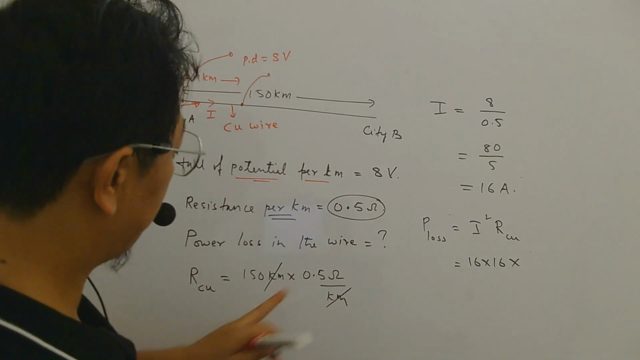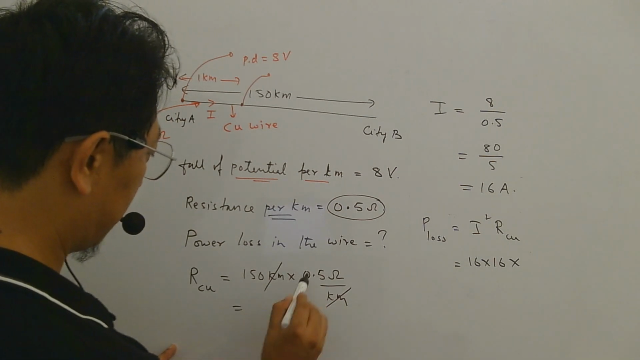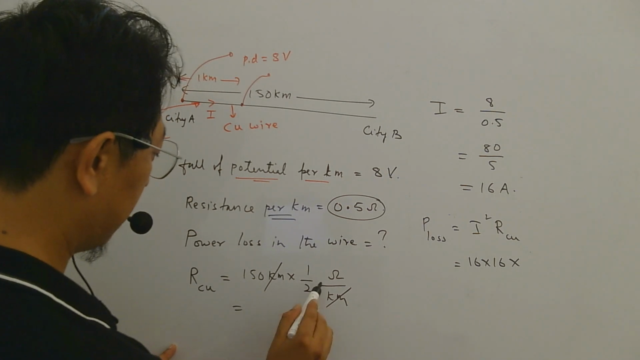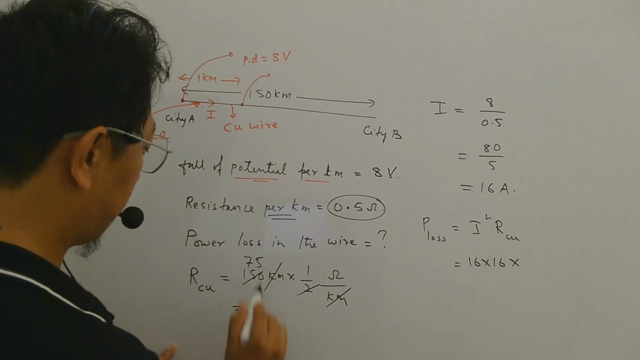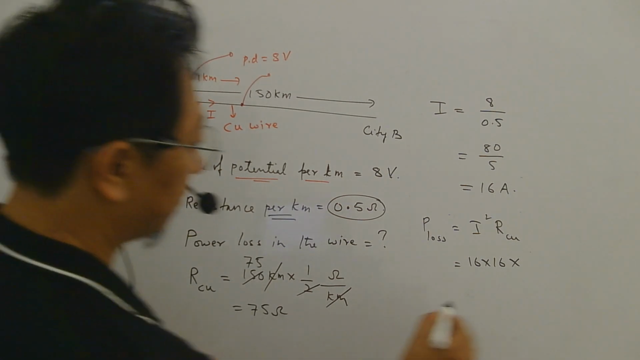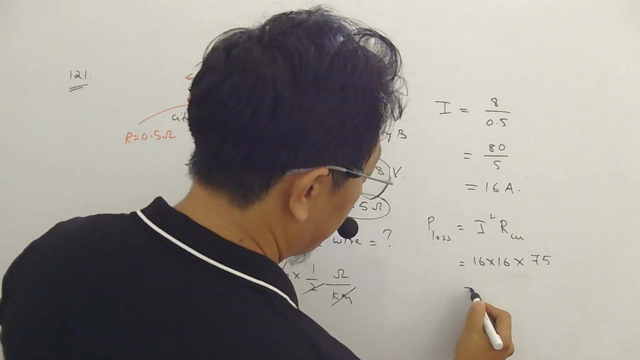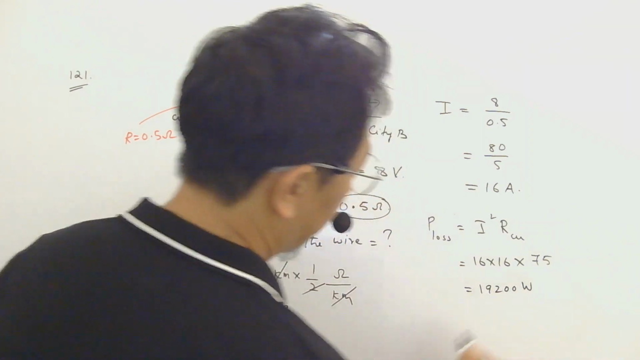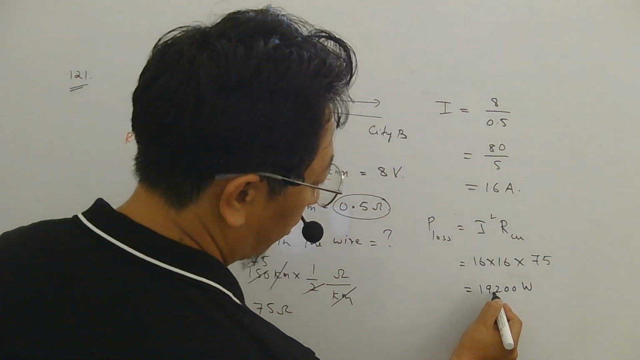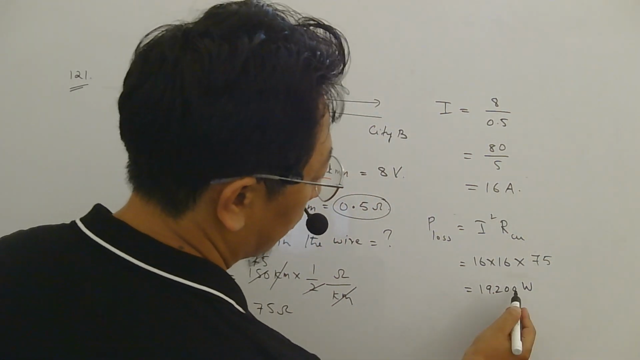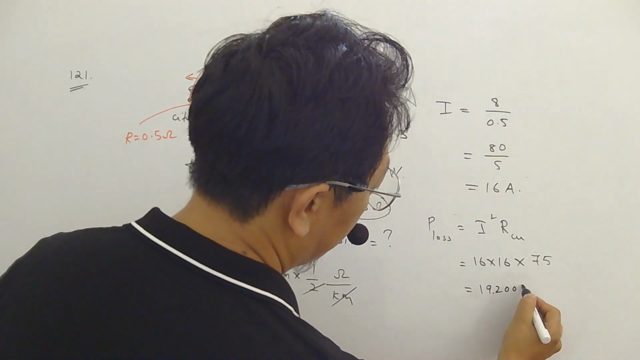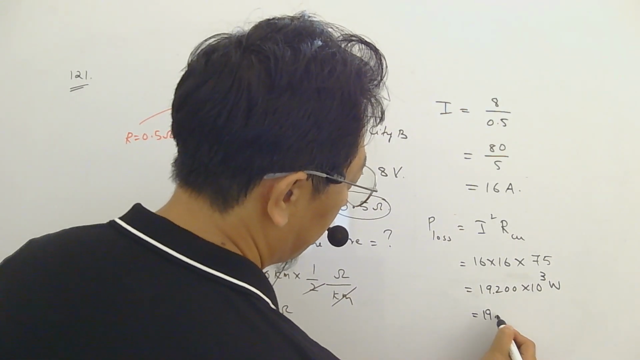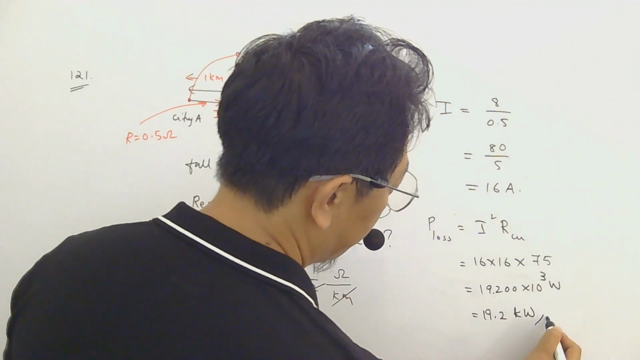So this will be half, 1 by 2. So this will give you 75 ohm. Okay. This if you multiply, you will get 19200 watt. So now if I write point here, 1, 2, 3, then this will become 10 power 3 watt. So that will be 19.2 kilowatt.